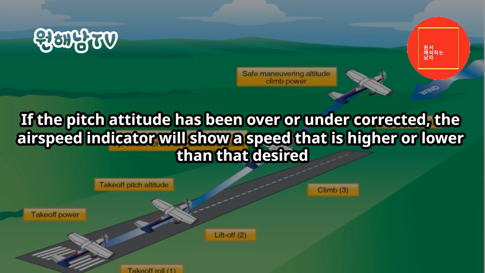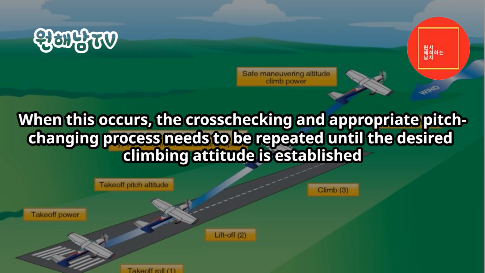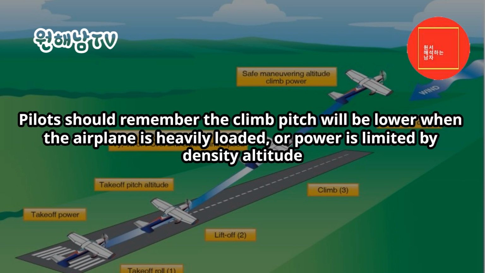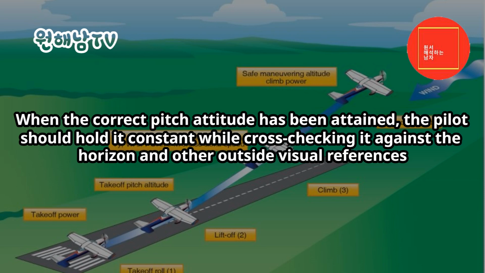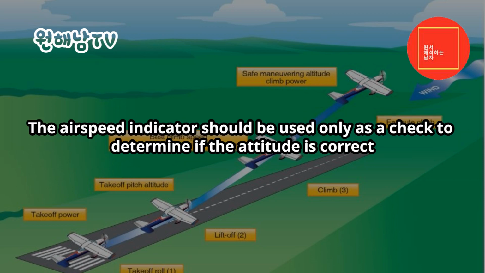If the pitch attitude has been over or under corrected, the airspeed indicator will show a speed that is higher or lower than that desired. When this occurs, the cross-checking and appropriate pitch changing process needs to be repeated until the desired climbing attitude is established. Pilots should remember the climb pitch will be lower when the airplane is heavily loaded, or power is limited by density altitude. When the correct pitch attitude has been attained, the pilot should hold it constant, while cross-checking it against the horizon and other outside visual references. The airspeed indicator should be used only as a check to determine if the attitude is correct.